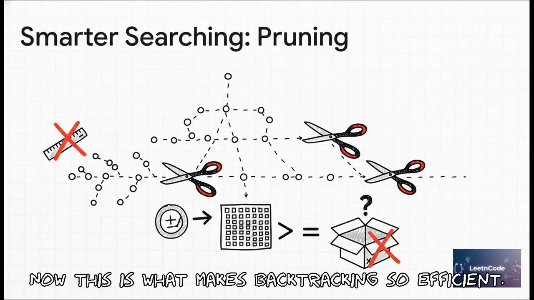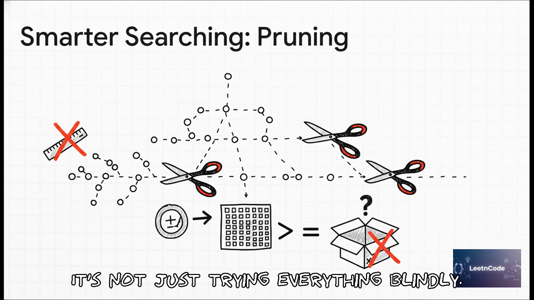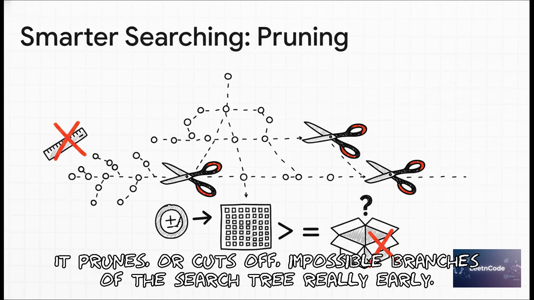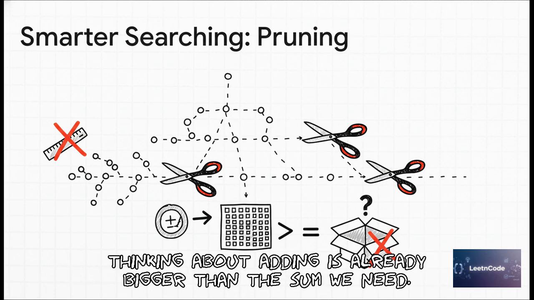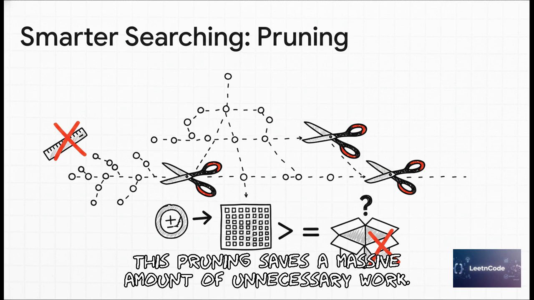Now, this is what makes backtracking so efficient. It's not just trying everything blindly. It prunes, or cuts off, impossible branches of the search tree really early. We just stop searching if our combination is already full, or if the next number we're thinking about adding is already bigger than the sum we need. Things like that. This pruning saves a massive amount of unnecessary work.